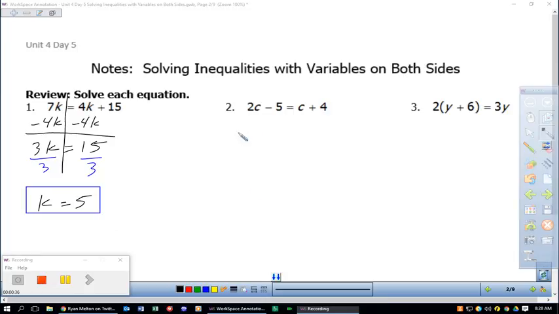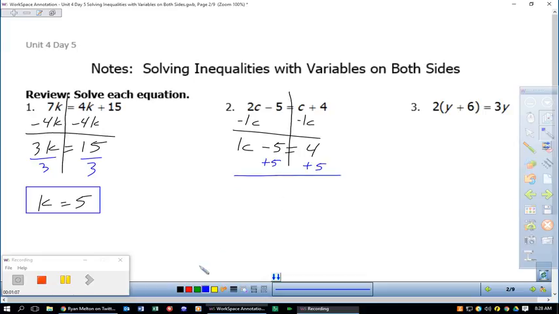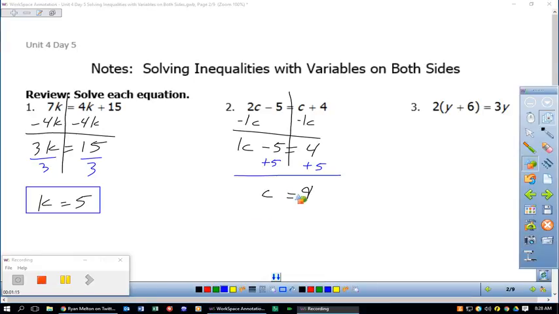Okay, number 2. What are we going to do first? You are going to subtract 1c from both sides, so we get, well, that's just 1c minus 5, and it's 4. Good. So we get 9 on the right side. We really don't have to write the 1 there. We could just write c. c equals 9.